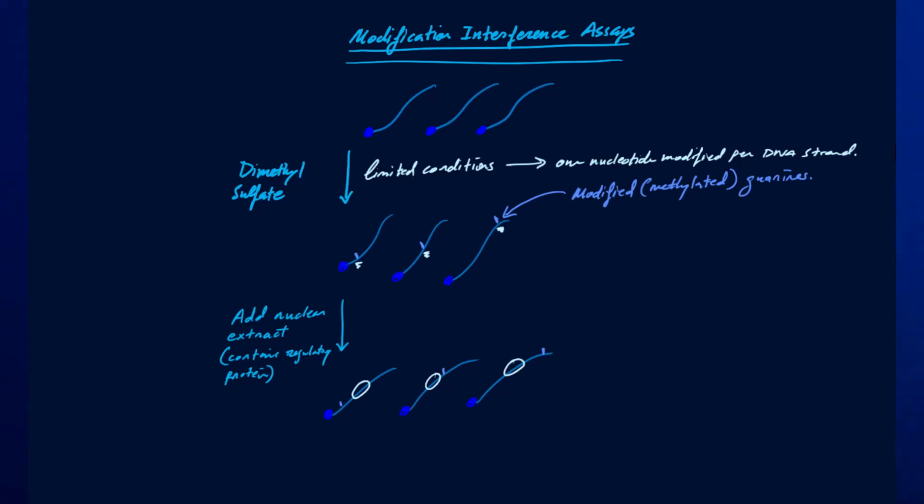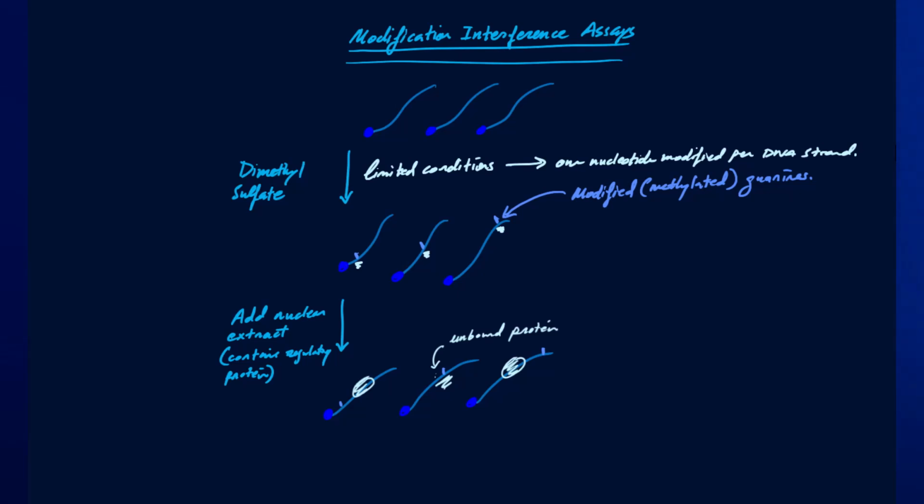Let me redraw this for accuracy. Let's say the bound protein binds to this region. It doesn't bind here because we have a methylated region here, but it's able to bind here. So this is the bound protein, but here we have an unbound protein because we have blockage by the methylated guanine nucleotide.